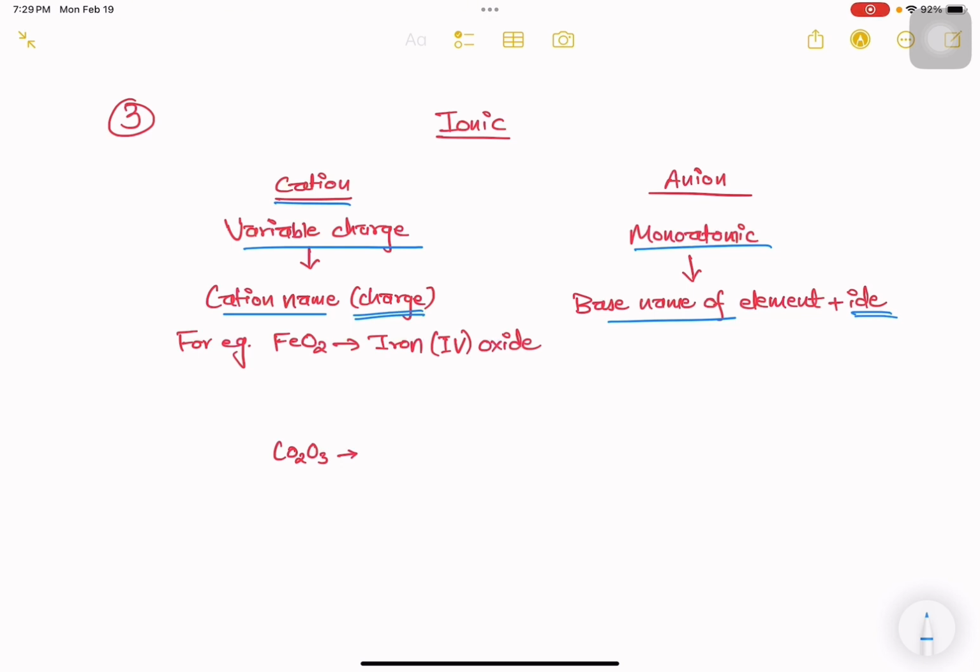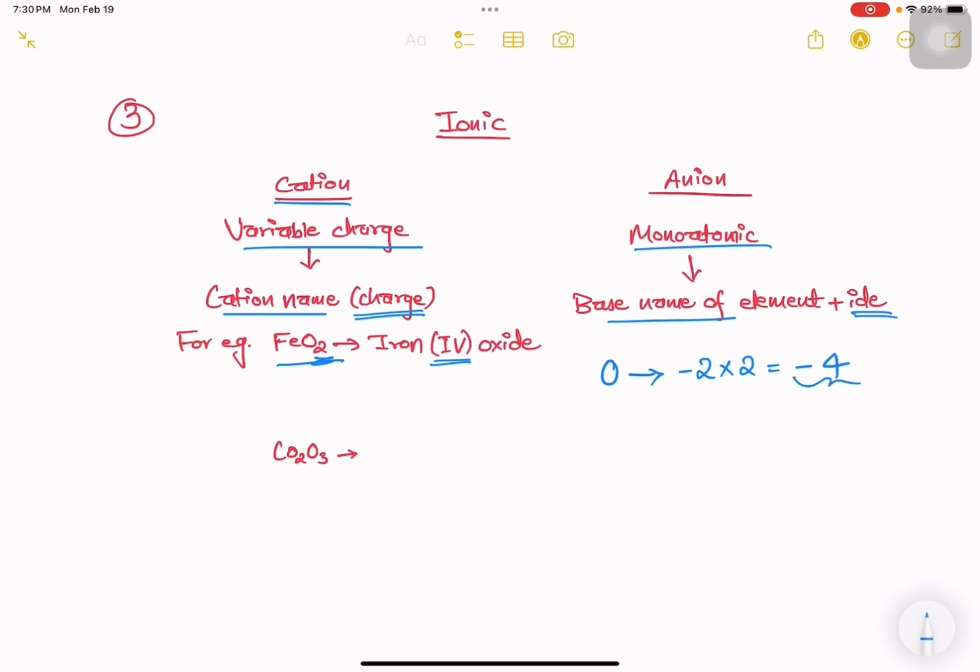For example, FeO2. Fe is iron because it is a transition metal. There is a charge inside the parentheses. How do we know this is 4? Let's find out. Here we need to know the charge of the anion. There are two oxygens, and we must know the charge of oxygen. It has a -2 charge, and because there are two oxygens, we multiply by 2, so the total anion charge is -4.